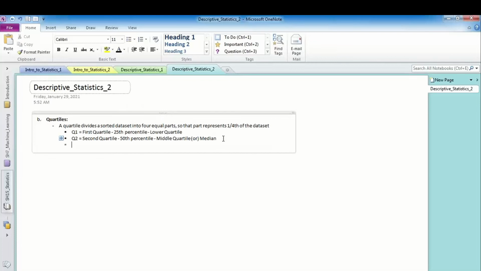Okay. Now the third one is called Q3. It would be called the third quartile, and it is the 75th percentile. And what could be the name for this? We have a lower, we have a middle. What is left out? Upper. It is called the upper quartile. And finally, when you have the topmost value, we generally name it the fourth quartile. The fourth quartile is nothing but the maximum value or the 100th percentile value.